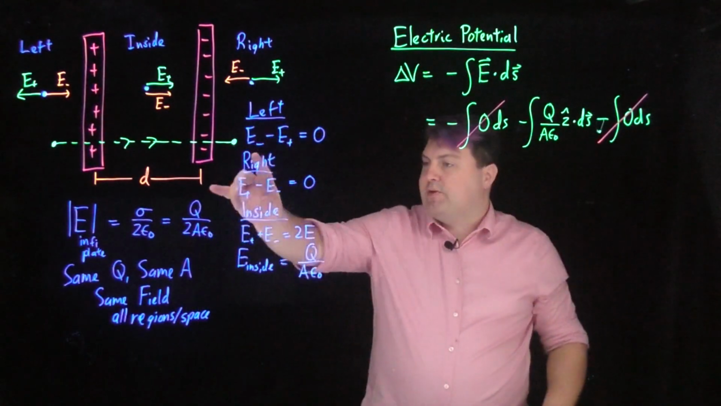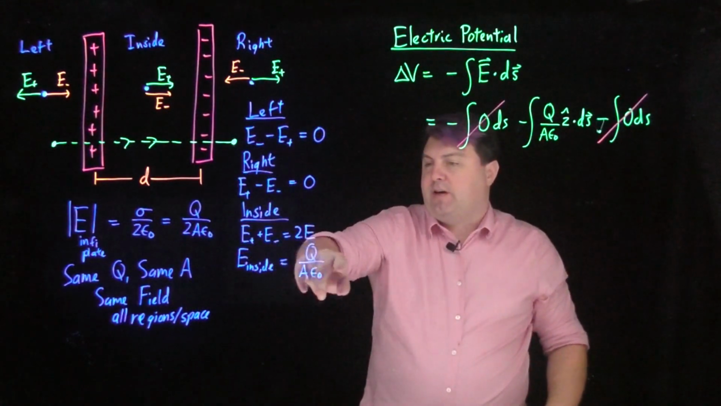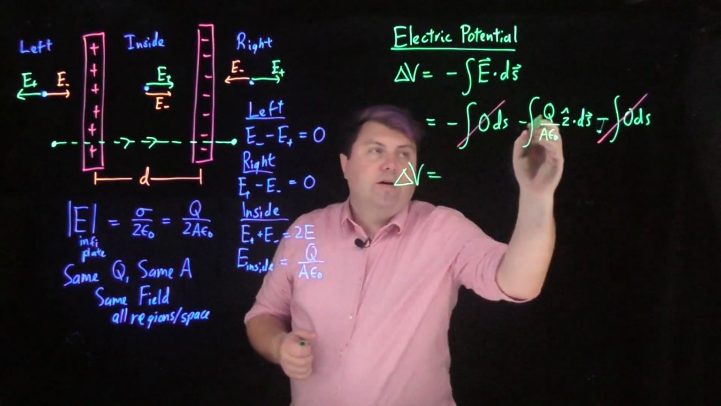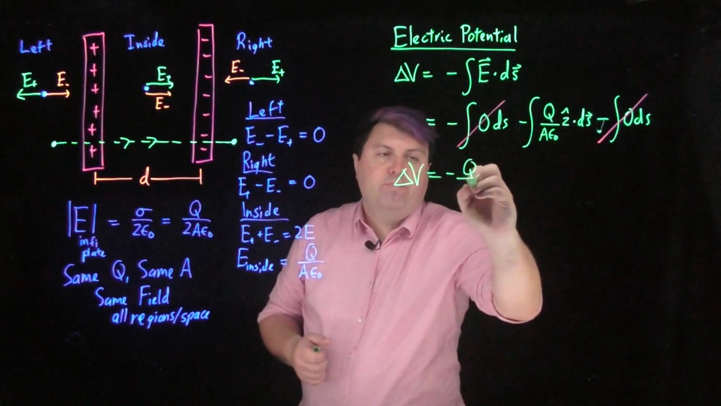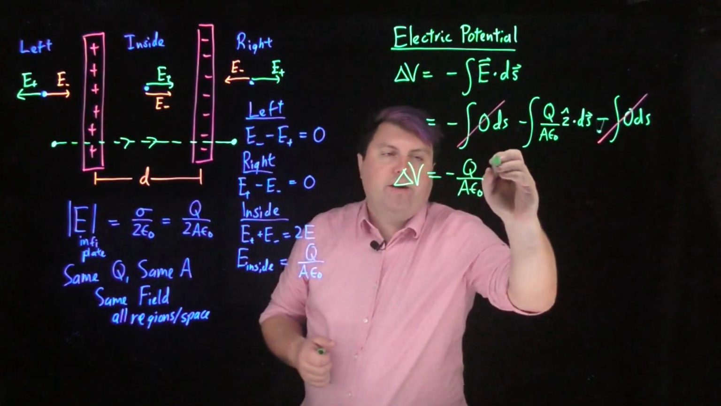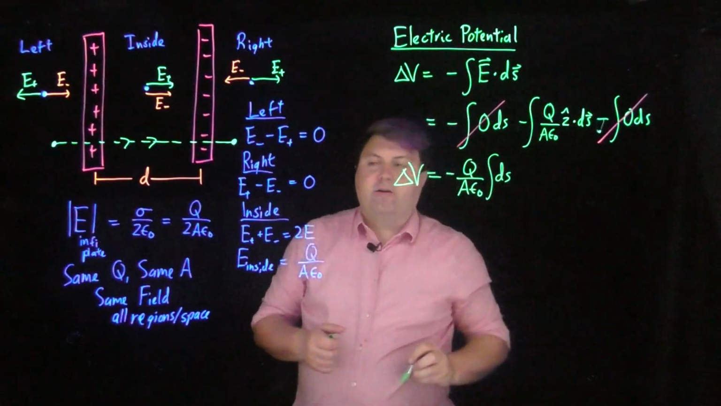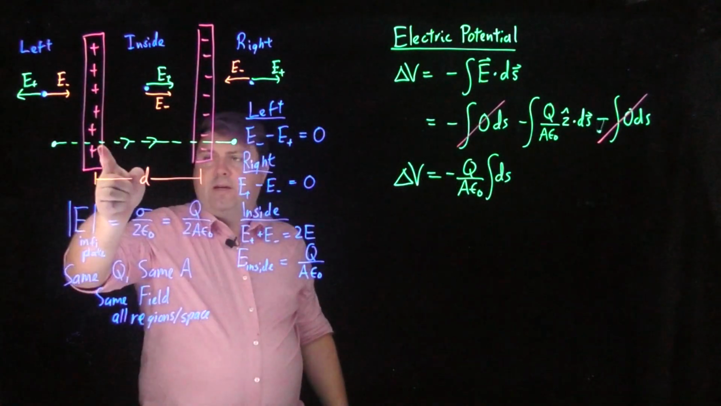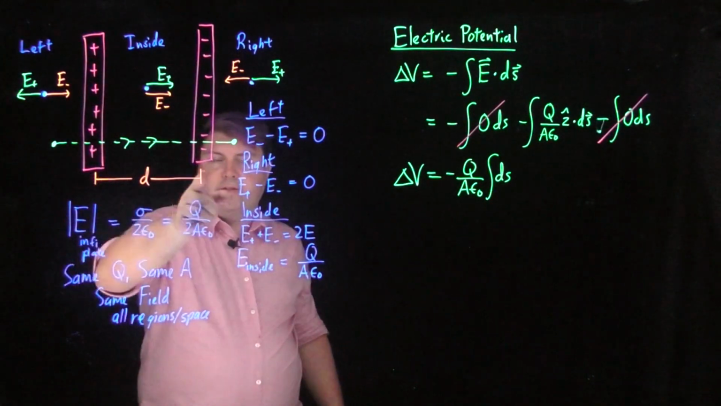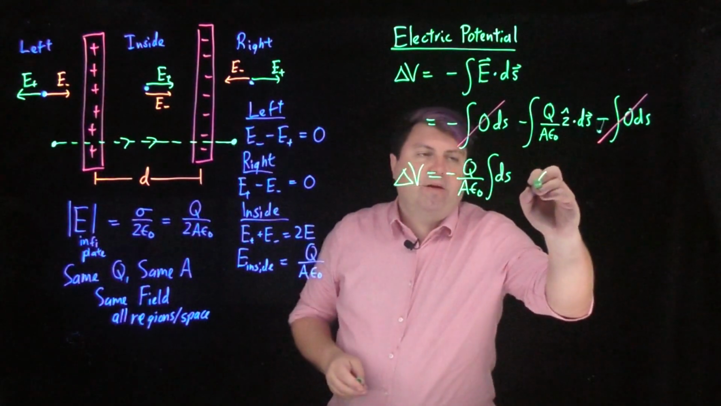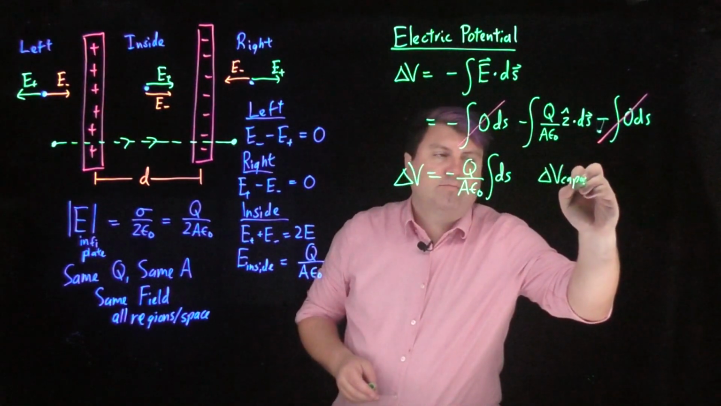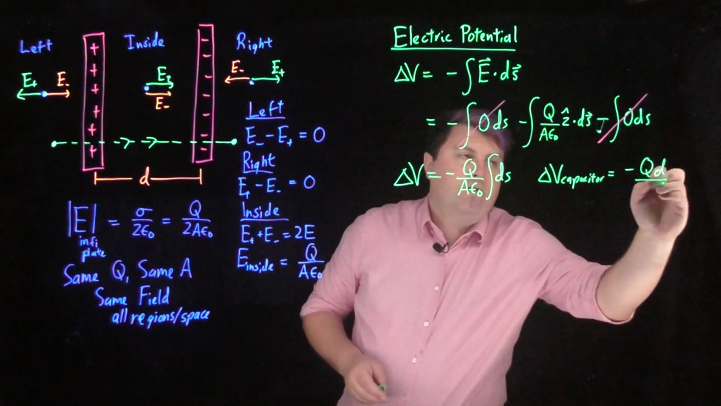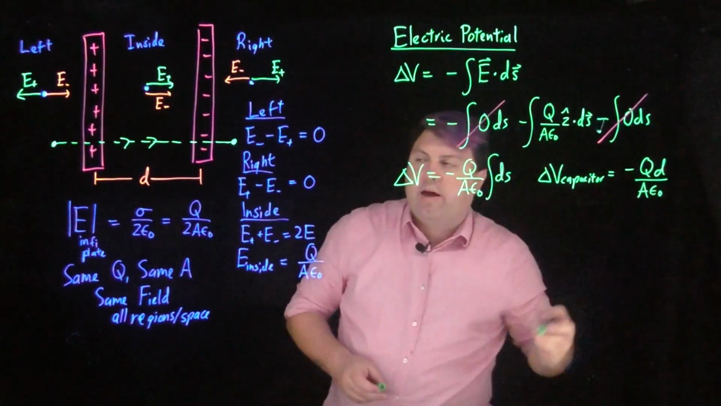And what's nice is that our electric field is constant inside the plates, so we can go even easier and pull it out: Q over A epsilon naught times the integral of ds. As we go between the plates, we go from one plate to the other, a distance d, and so the delta V of a capacitor is negative Q d over A epsilon naught.